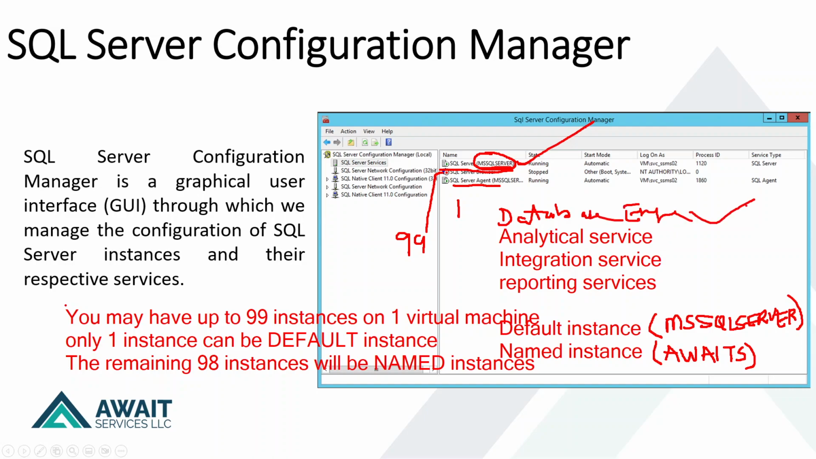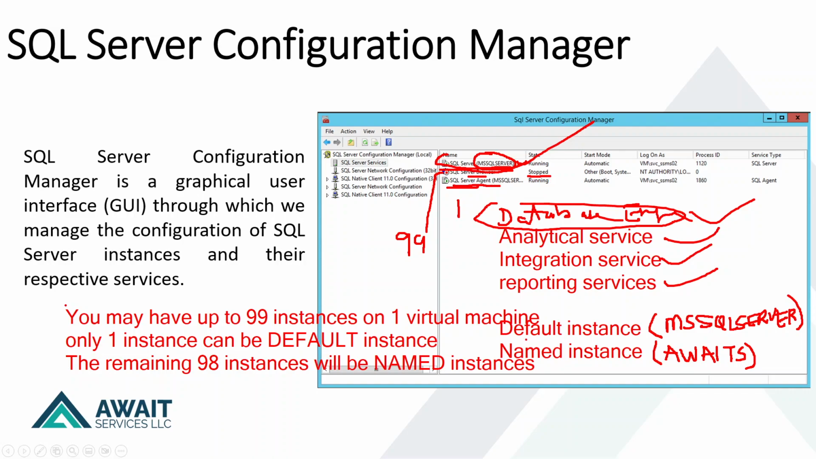You can have analytical service. You can have integration. You can have reporting. But if you install basic features, you will only have the database engine. And that is what we have here at the top. This is the database engine. And you have the agents. And you have the browser. The browser is only necessary if you have a named instance. Once you have a named instance, then this browser will become active. But right now, because I don't have a named instance, it is stopped.